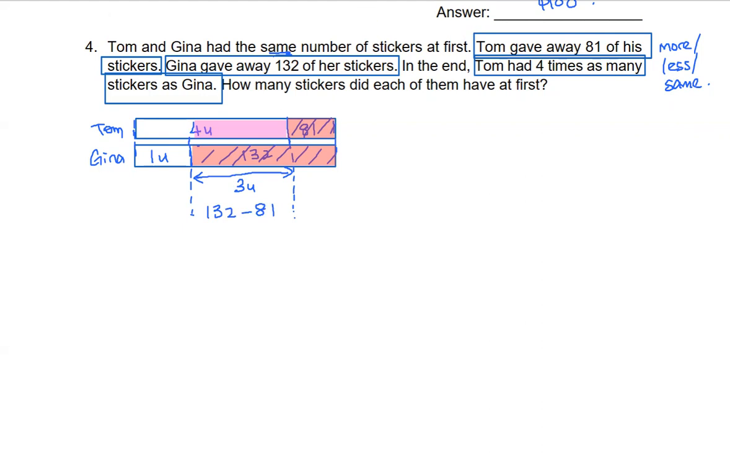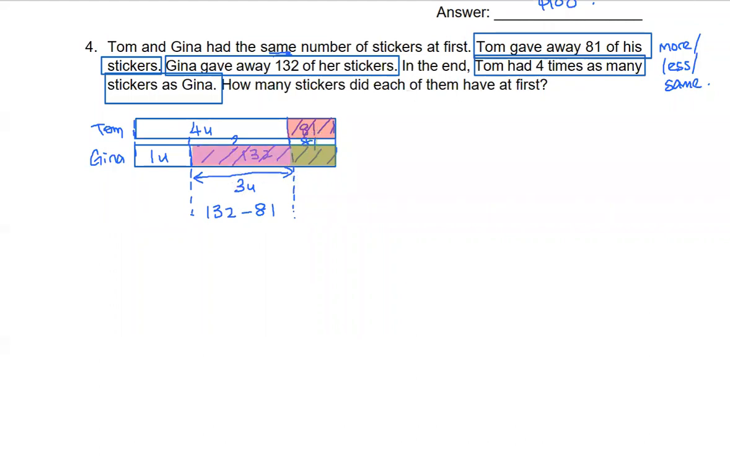Because if this is 81, which means that this part here, I'm just going to erase that. Because if that's 81, it will also mean that this is 81. This green part would be 81. So therefore, to find this part here, the purple part, simply it's just 132 take away 81.